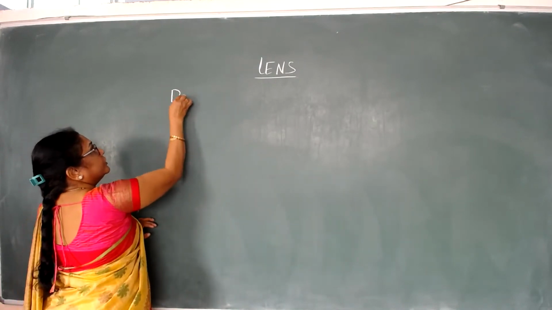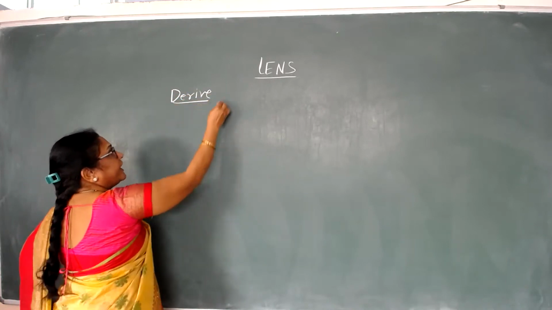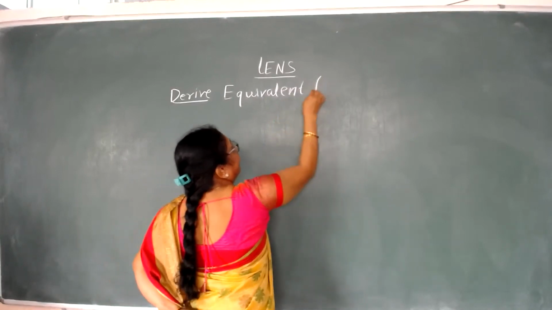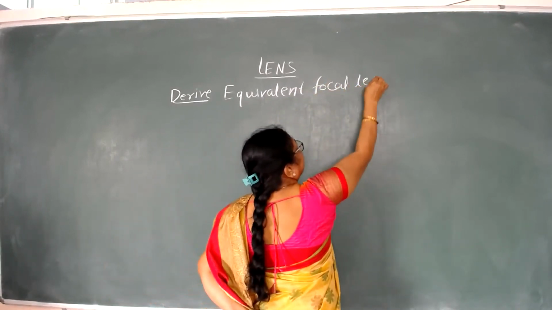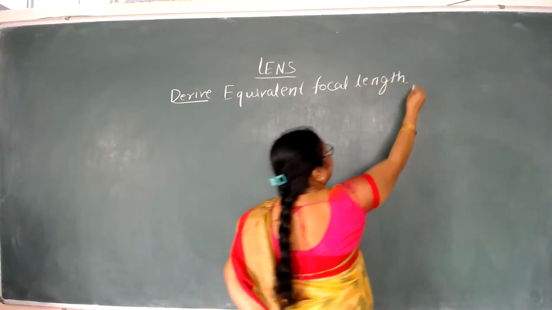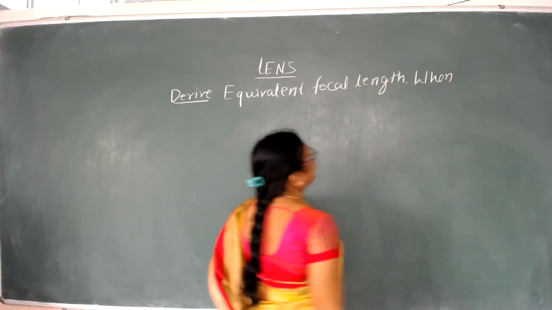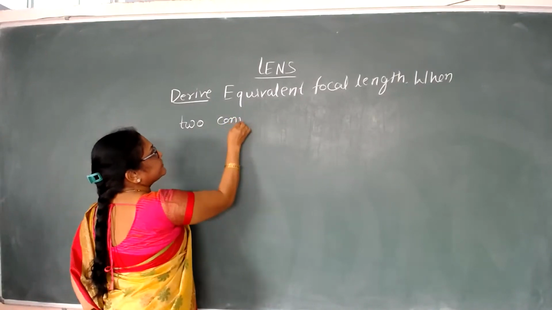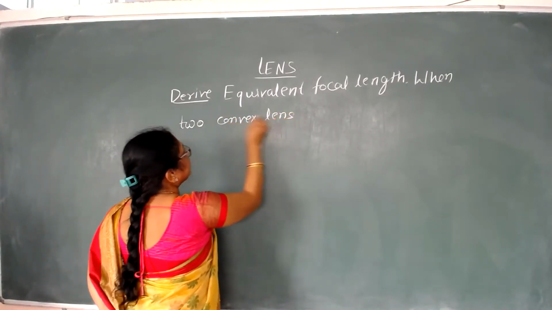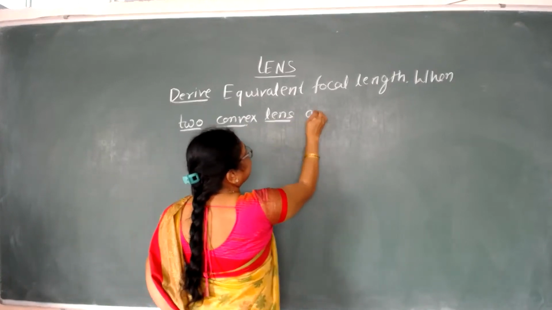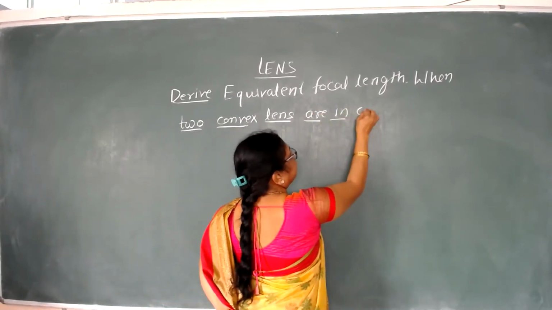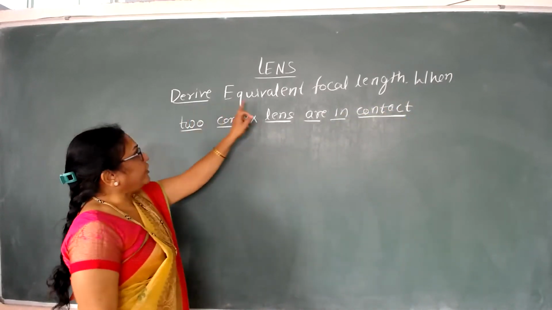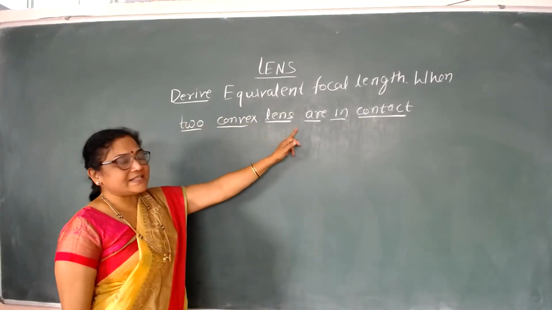derive the equivalent focal length when two convex lenses are in contact. So here, derive the equivalent focal length when two convex lenses are in contact.